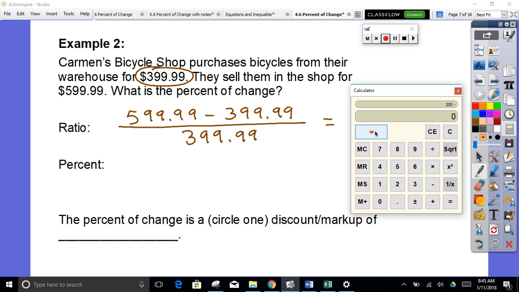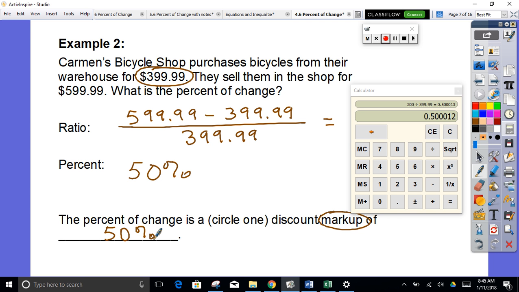I think I might have typed minus. Wait a second. I gotta start this again. 200 divided by $399.99. Okay, so I get 0.50. What would that be as a percent? Zoe? Percent? No, not 5%. Have to move it over 2 places. 50%. So the percent is 50%. So we had a markup of 50%.